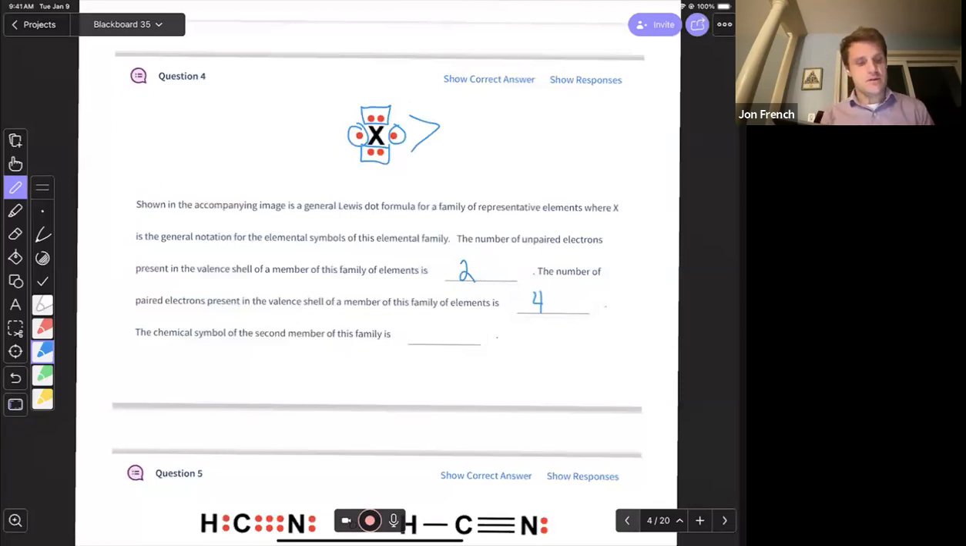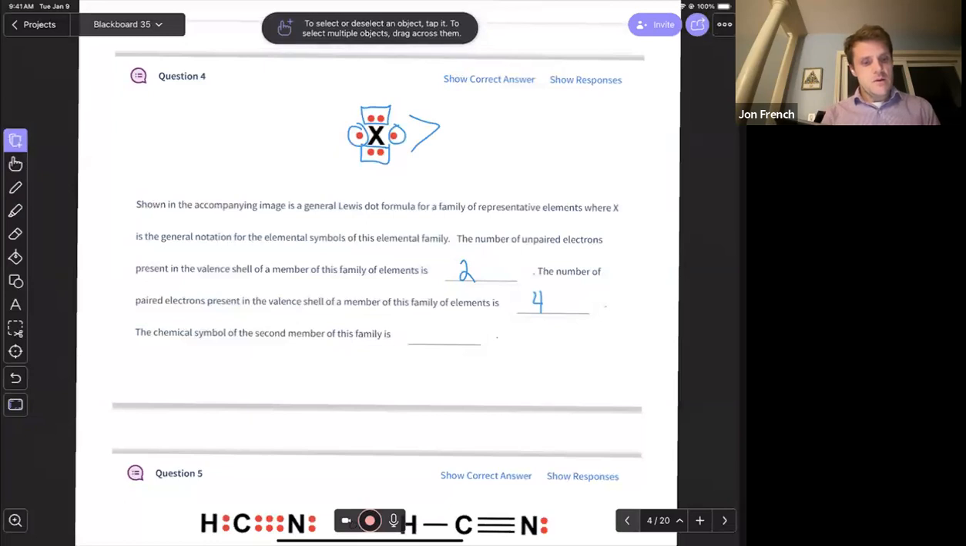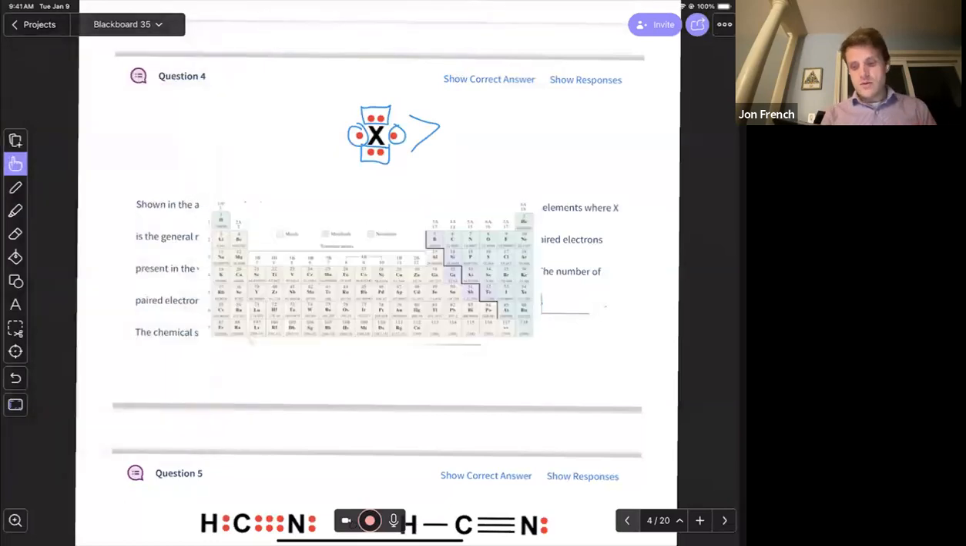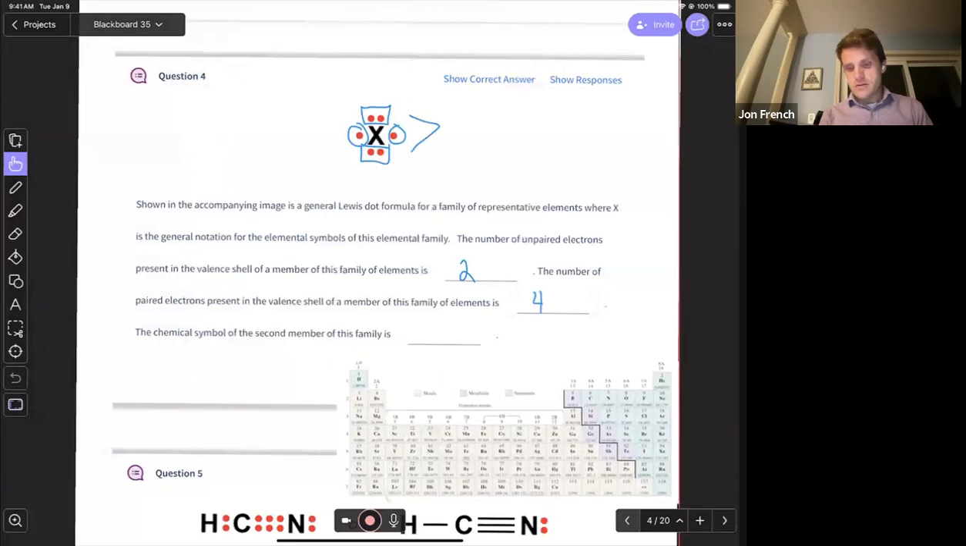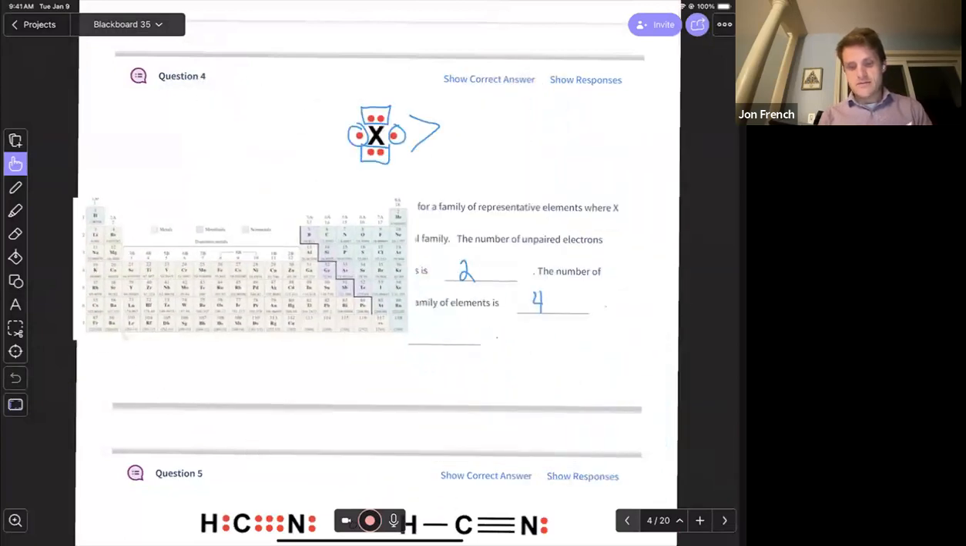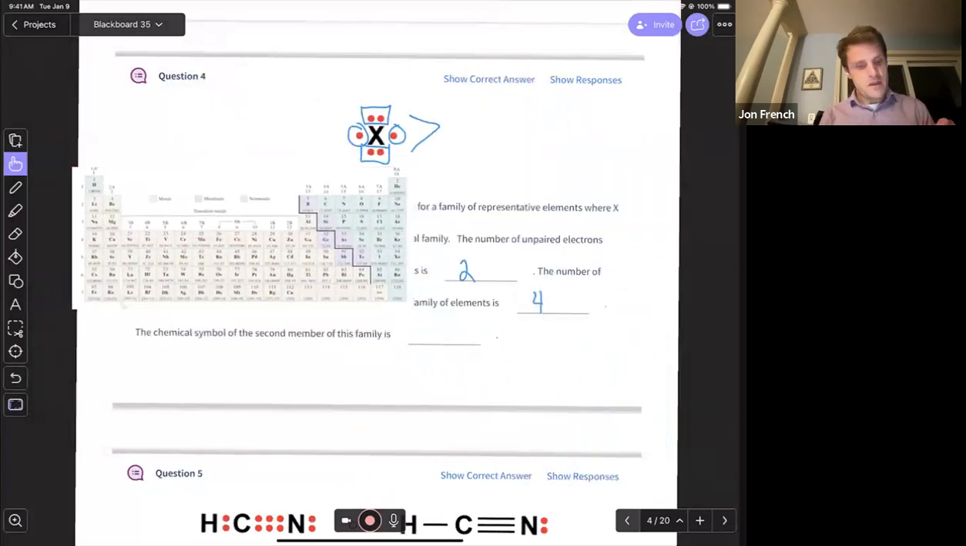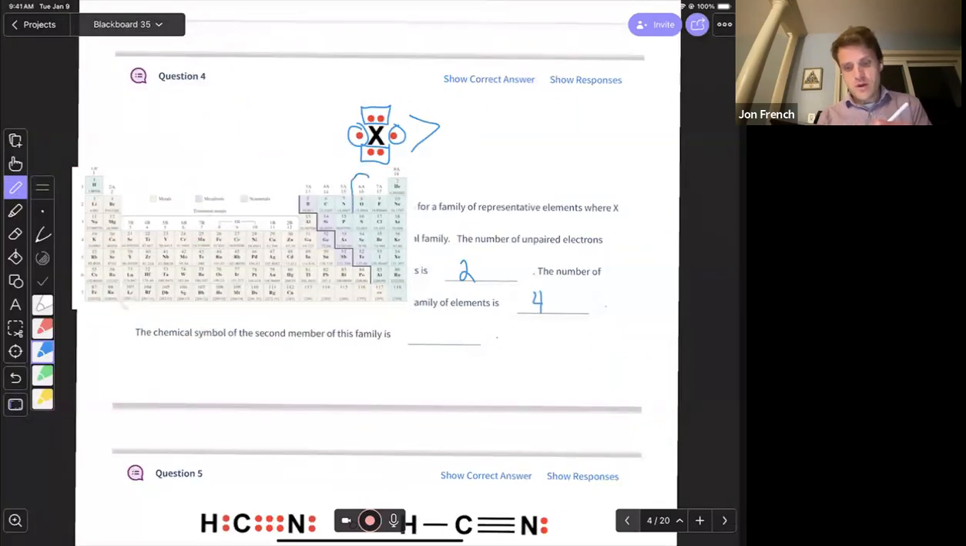So 6 electrons puts us in group 6, right? And then we go to the periodic table of the elements, right? In the periodic table of the elements here, there's a good spot for it. Group 6, right? Group 6 is this group here. So the second member of this group would be sulfur, right?